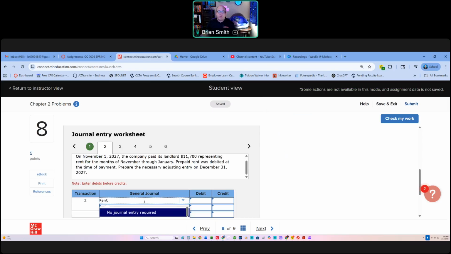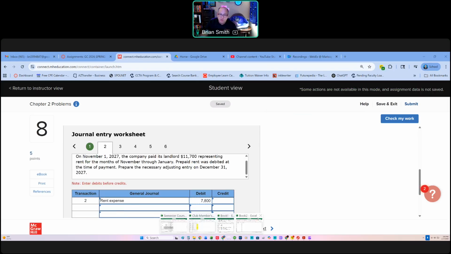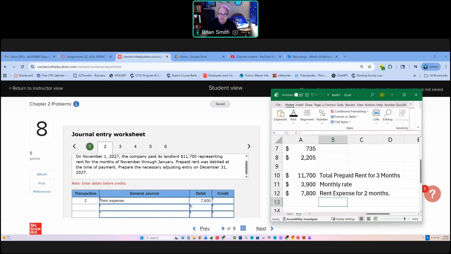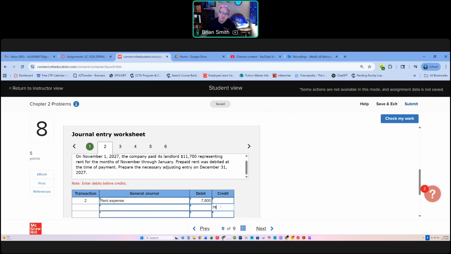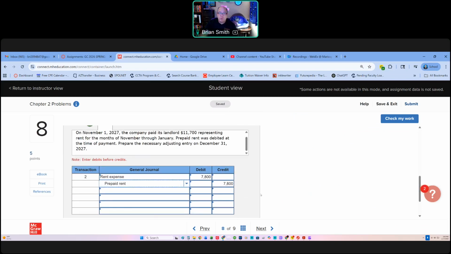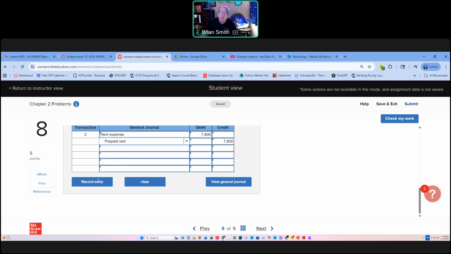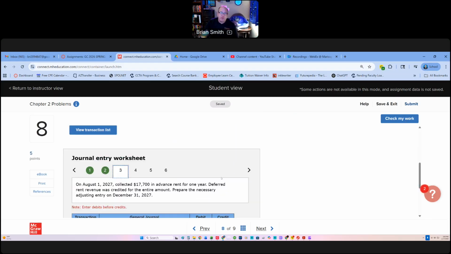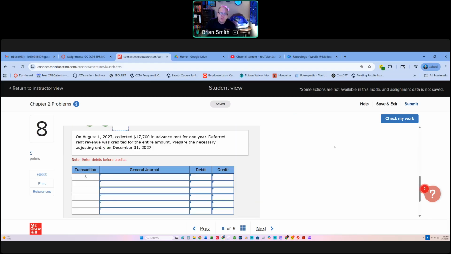We're going to debit rent expense for 7,800. I think I keep forgetting. It's like when you're talking and doing stuff at the same time, it's kind of challenging sometimes. We've already paid the cash, so we need to credit the prepaid rent. Now notice we have the check my work feature, but I'm not just clicking after each one.